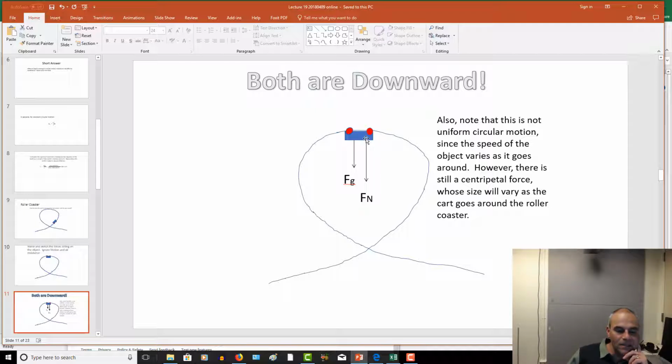So this is an example of the centripetal acceleration acting on the object and a centripetal force, which is the combination of the contact force between the cart and the track and the force due to gravity, both pulling down on the cart at this point. So how do we apply Newton's second law and figure out what the acceleration is going to be and under what circumstances the cart will stay on the track? That's my goal in doing this.